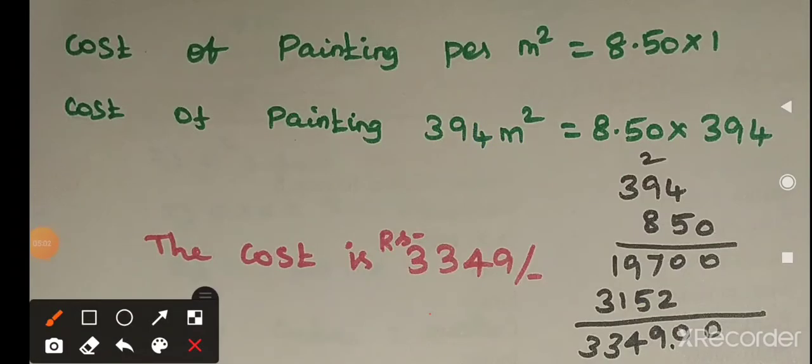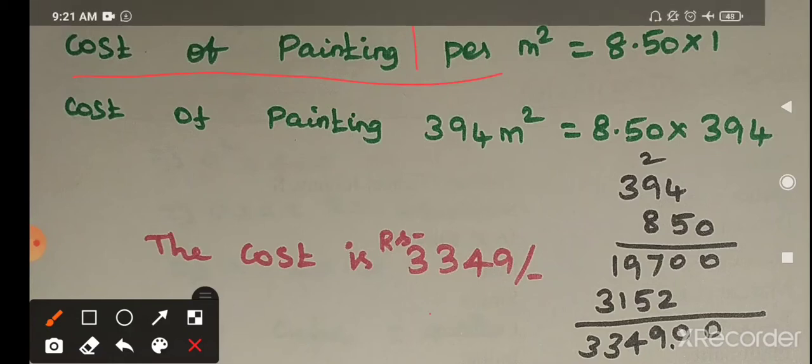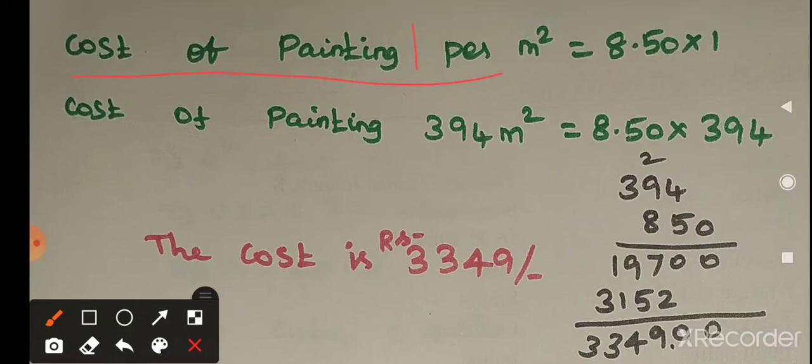Now we have to find the painting cost, no? So cost of painting per meter square. I already told, 1 meter square is equal to rupees 8.50. That means 8 rupees 50 paise into 1. Cost of painting, area is 394. So 394 into 8.50. We are multiplying 0 as it is.